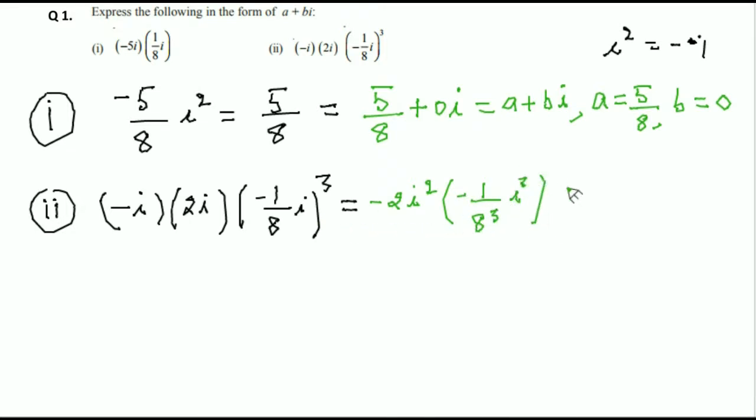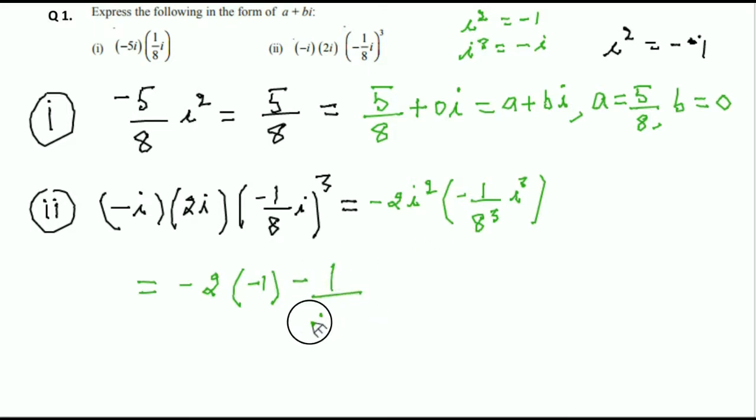What is the value of iota to the power 3? As you know, iota square equal to minus 1. If you multiply both sides by iota, this becomes iota to the power 3, that is minus iota. So here you can write iota to the power 3 as minus iota. So this will become minus 2 and iota square you can write as minus 1, and minus 1 by 8 to the power 3, so 8, 8 and 8, and iota to the power 3 you can write here as minus iota. So see here minus plus, and this will again be minus.